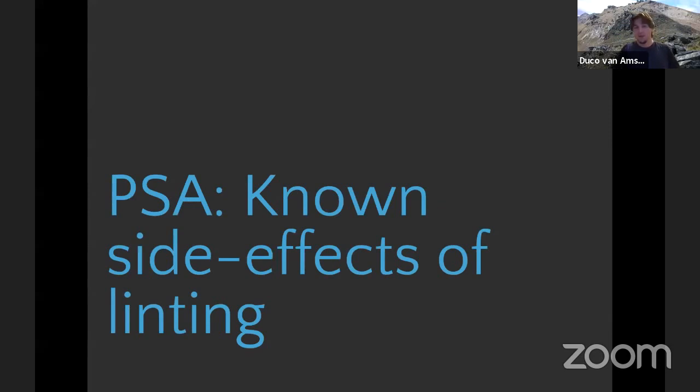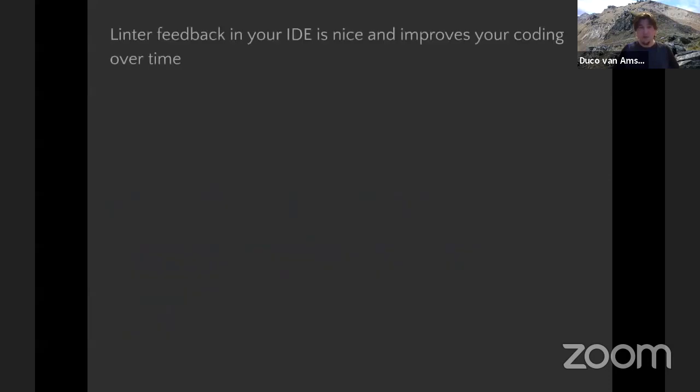So this is the public service announcement, kind of a medical note, about what happens when you start linting aggressively. As you just saw in my demo, linter feedback in your IDE is nice because it's pretty immediate while you code, and I can testify that it improves your own coding style over time. Each time a check shows up and your code is flagged as being problematic, it forces you to think about what is actually problematic here, what I'm doing with this code that I should potentially do differently.